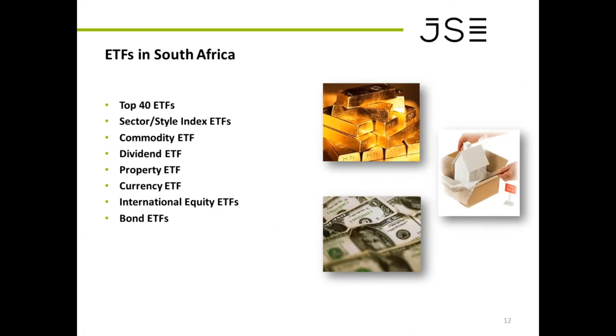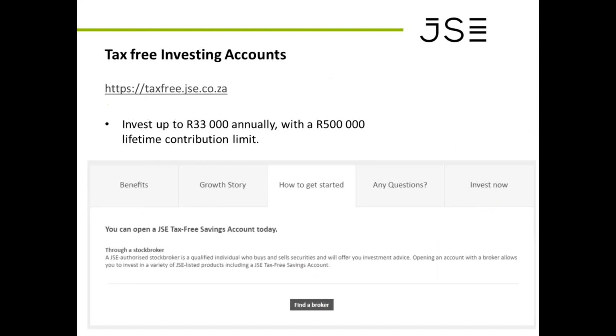So there are many different ETFs. You've got the top 40 ETFs, sector style ETFs like industrials, resources, financials, commodity ETFs like gold, dividend ETFs that follow companies paying dividends, property ETFs, your commercial property ETFs that own some of the commercial properties around the country, currency ETFs, international ETFs like your S&P 500, your DBX, UK, US, Europe. There are many different options, and bond ETFs. So you've got a wide variety of ETFs that you can select from.